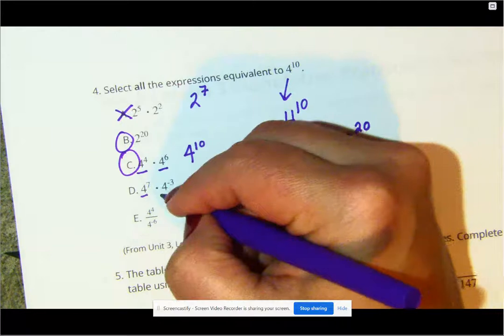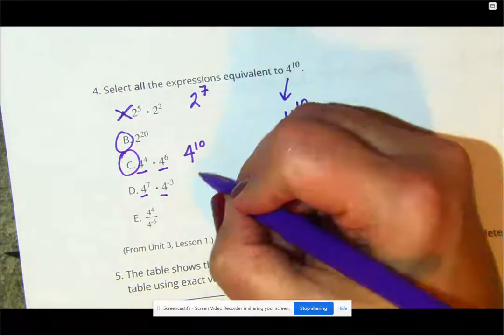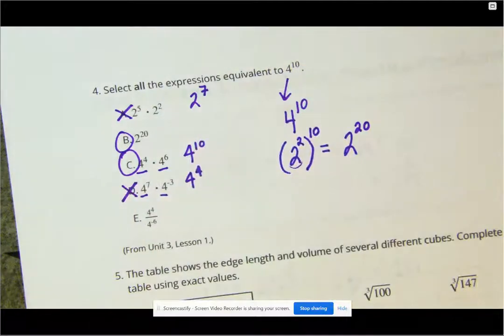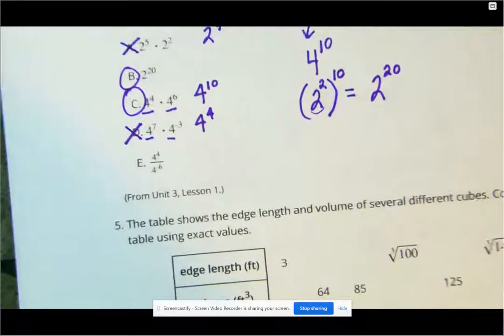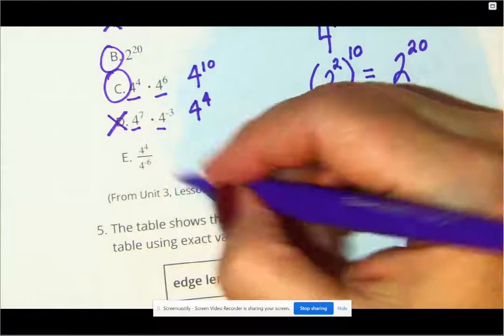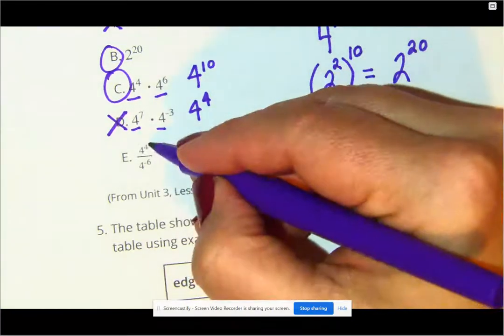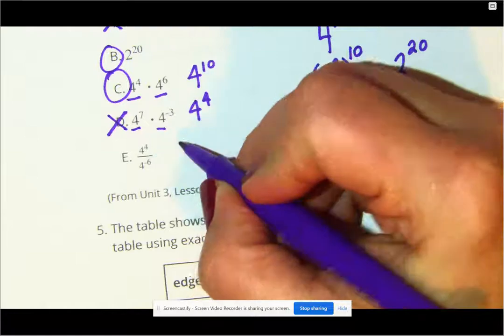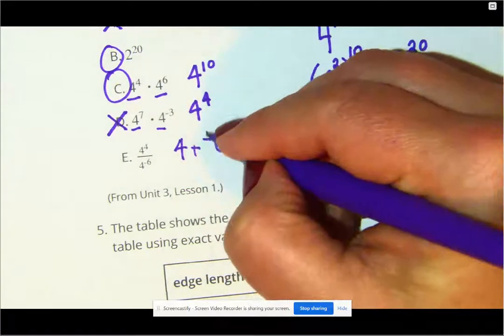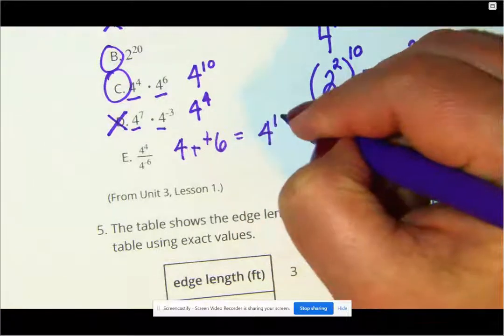My bases match. I'm allowed to add my exponents. That becomes 4 to the 4th. No. Okay, letter E. When I'm dividing and my bases match, I subtract. That's the shortcut. 4 take away -6. 4 minus -6. That becomes 4 to the 10th.